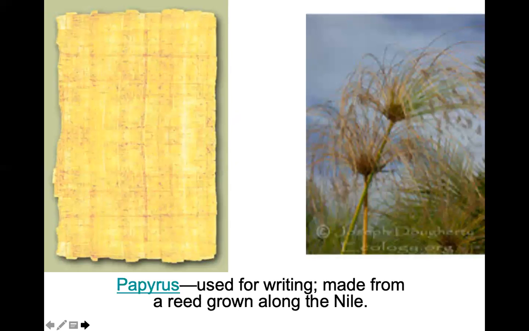They used papyrus for writing, made from a reed grown along the Nile. It's not really paper. Okay, we will talk about paper later, but this is what they used to write on, papyrus. Something you could say, as I'm writing this today, I'm writing on my papyrus, used for writing.